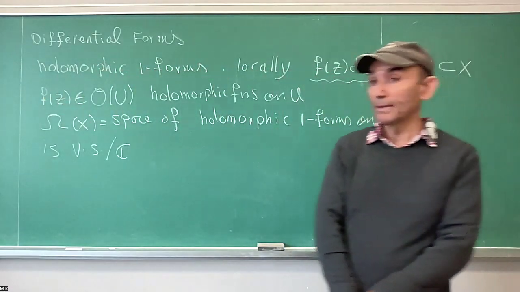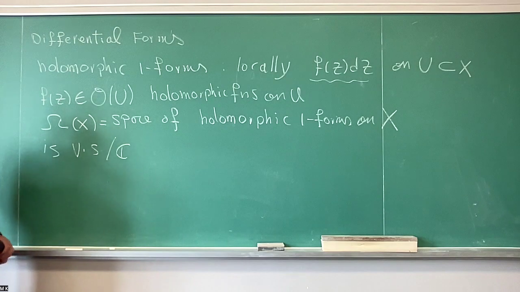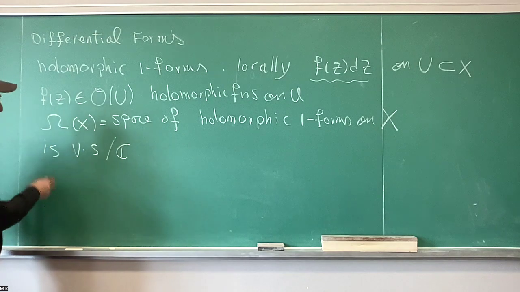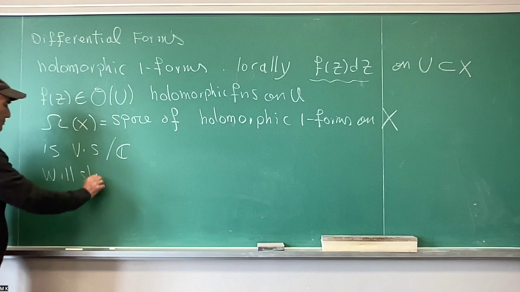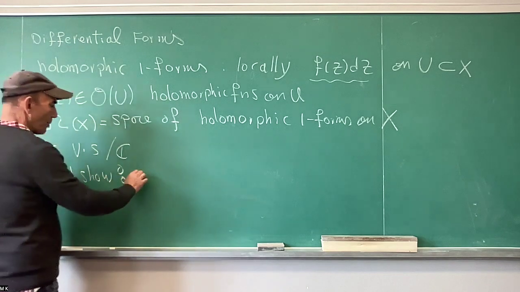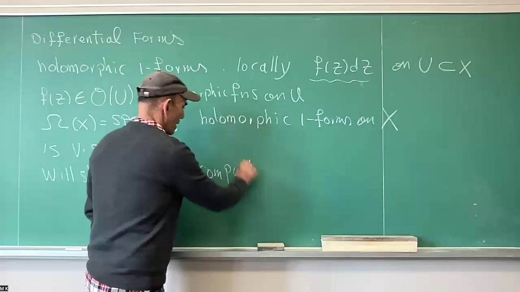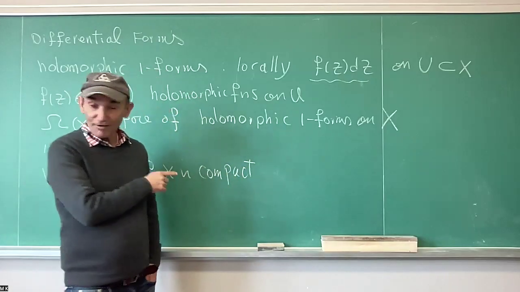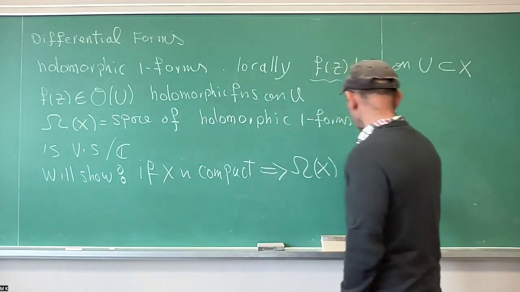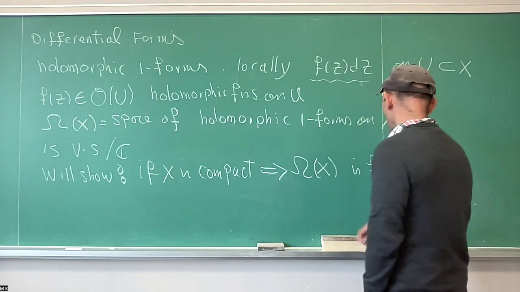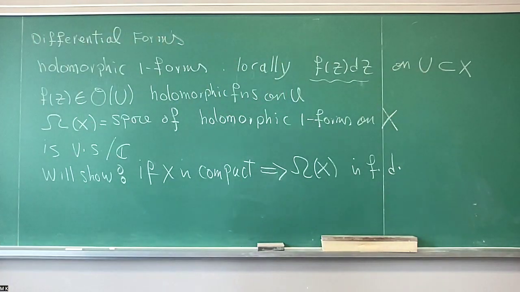Now, what happens is that if X is compact, which we are always assuming, we will show one way or the other that this space omega of X is finite dimensional. The space of all holomorphic one forms on X is finite dimensional. And its dimension is an important invariant of the space. It's the genus of it.